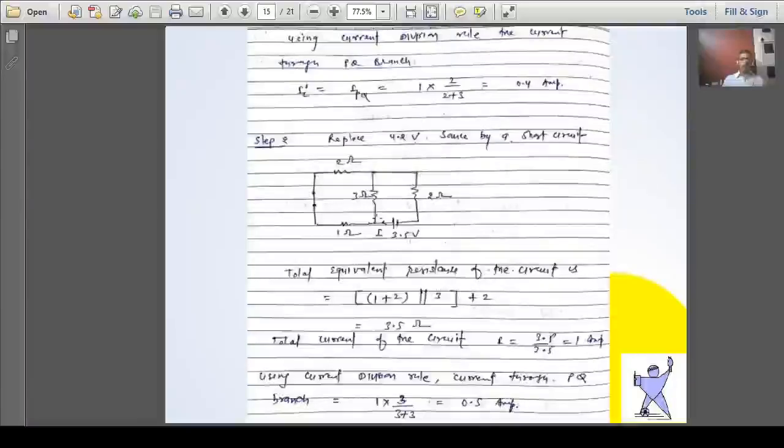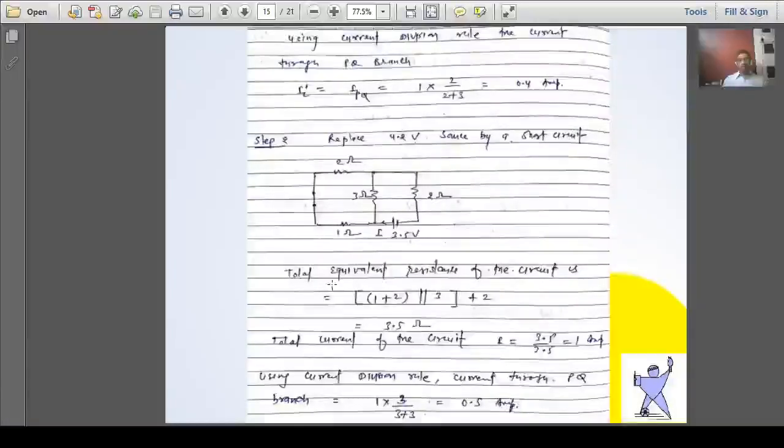In order to calculate the branch current, we'll need to find the total current supplied by the circuit, and in order to find that, we must know the total resistance offered by the circuit. As we can see here, 2 ohm and 3 ohm are in parallel, and 1 ohm is in series with this 2 ohm. The series combination of 2 ohm and 1 ohm means 3 ohm. 3 ohm and 3 ohm are in parallel, and again 2 ohm is in series.